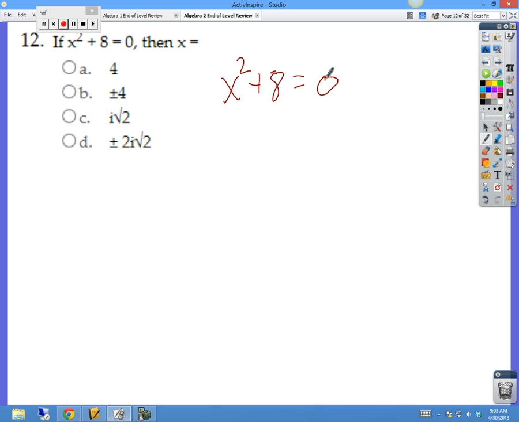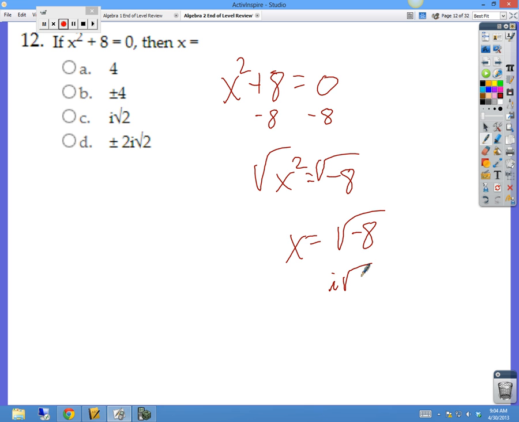Solve for x. Subtract 8, x squared is a negative 8. Undo the square, square root this, square root this. X is going to be the square root of a negative 8. So it's going to be an imaginary square root of 8. The square root of any negative is going to be imaginary.